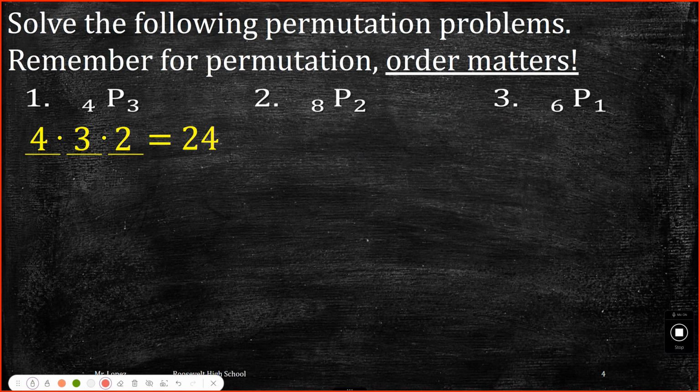8 pick 2. Permutation. 8 pick 2. Who has 8 pick 2? Raise your hand. Let's go. 8 pick 2. Loud. 56. Yes. You've got 8 people. You've got 2 slots. 8 times 7, 56.